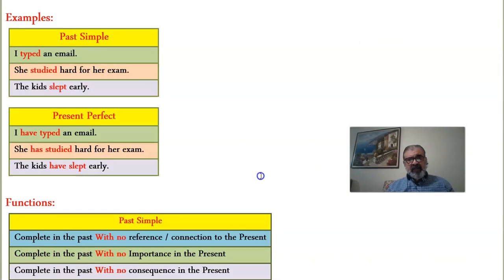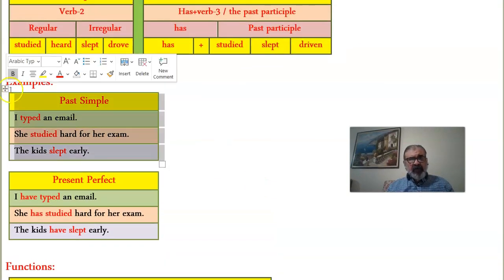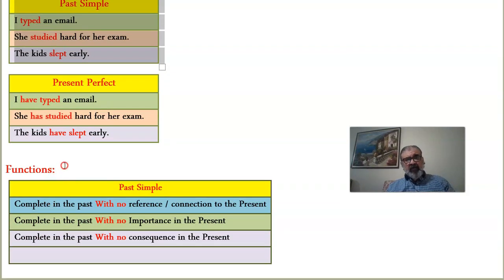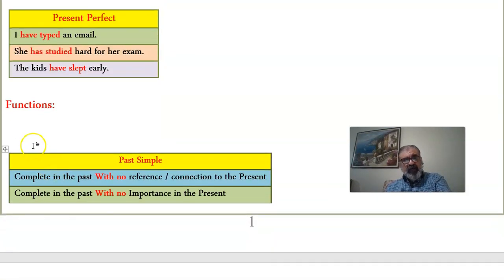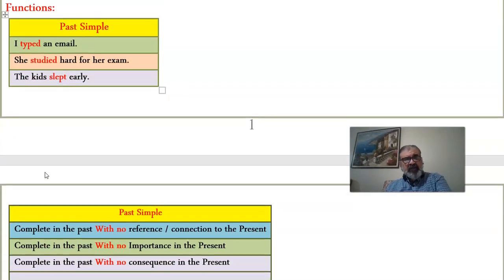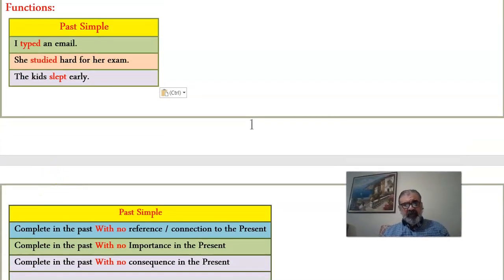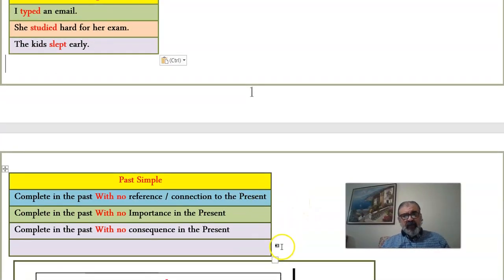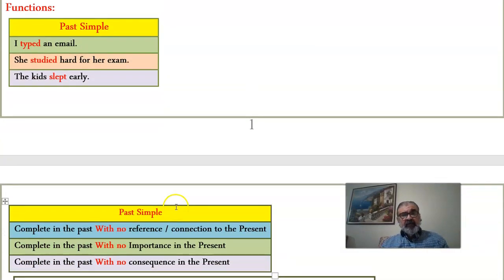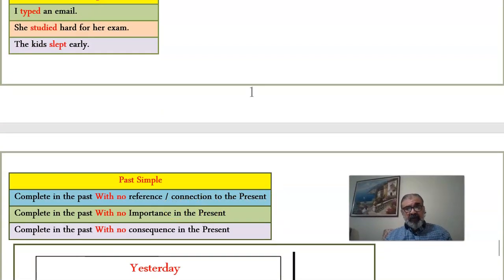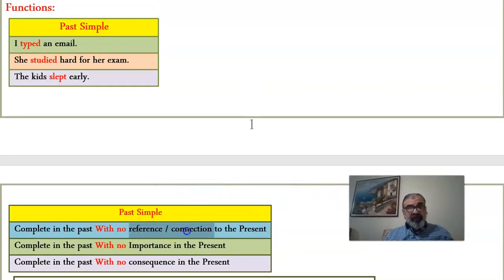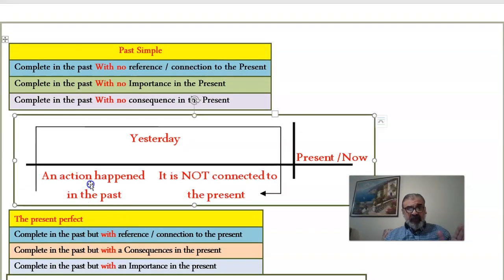Now going down to the sentences again, let me pick one part, which is the past simple, copy, and then go down to functions, and I want to show you how you can use functions to describe and to discuss the past simple. Now the past simple is a complete verb, with no reference or connection to the present. It's a verb that started in the past, completed in the past, and it is not connected to the present.